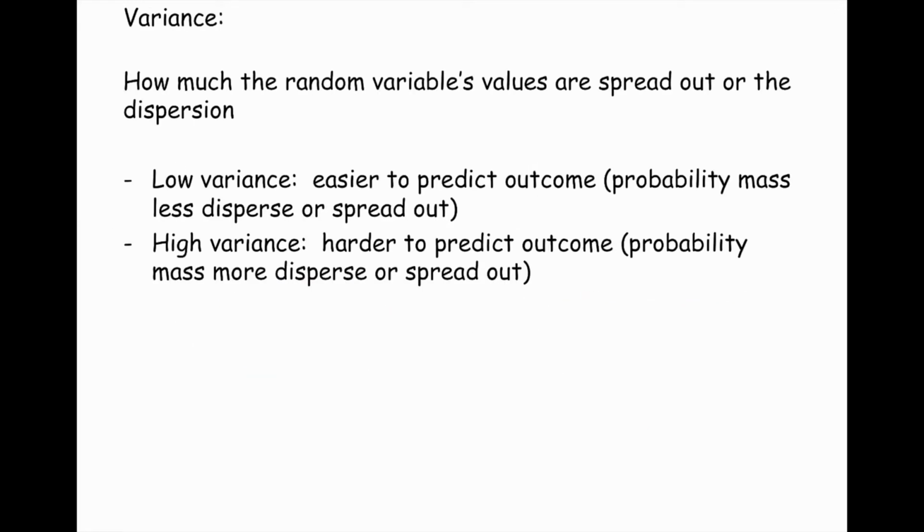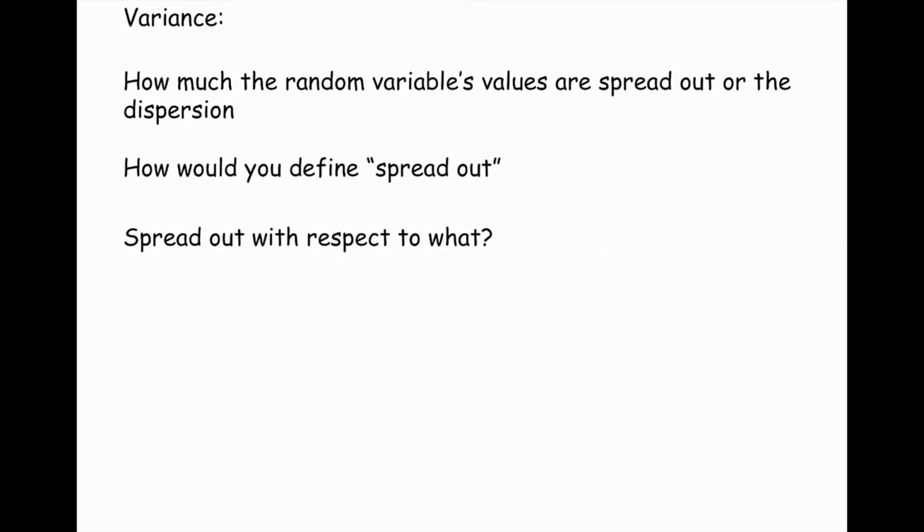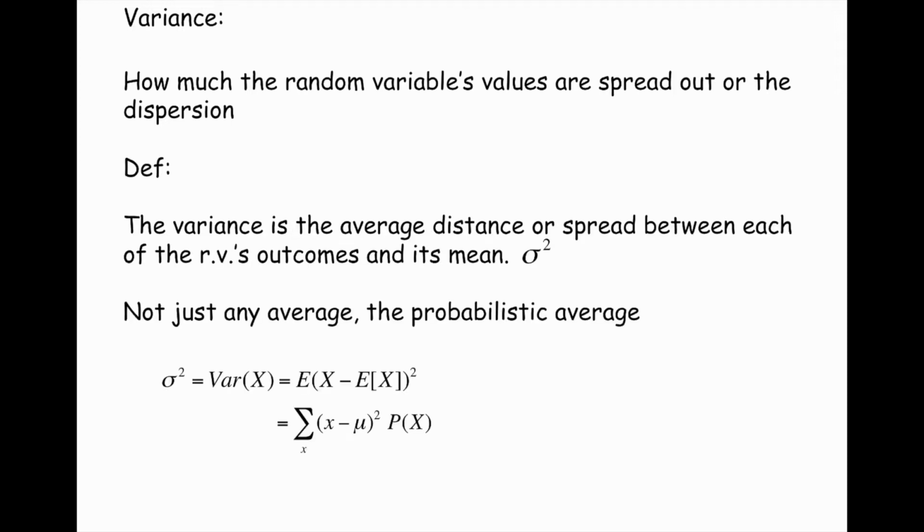So variance. Variance is the amount by which a random variable's value spreads out. If you have something that's low variance, that means it's easier to predict the outcome. If you have something that's higher variance, it's harder to predict the outcome. It has more of what's called dispersed probability mass. So how do you define the spread out? Spread out with respect to what? Well, with respect to the center. And the center of a distribution, often called its location, is the mean, which you compute by the expectation, which you could also compute as the average.